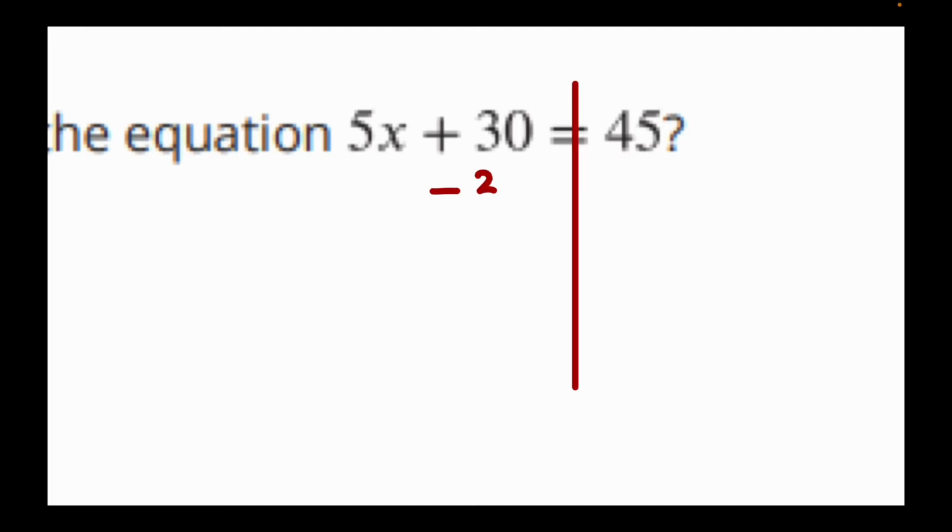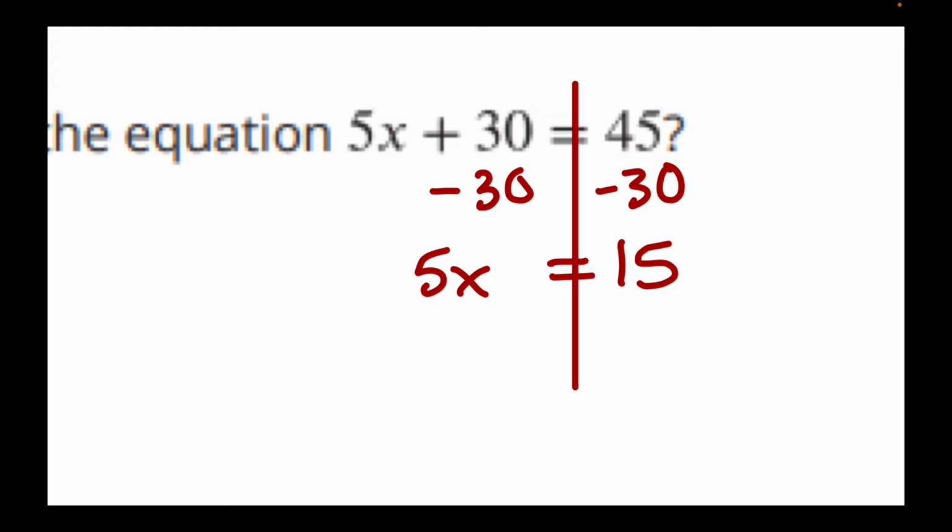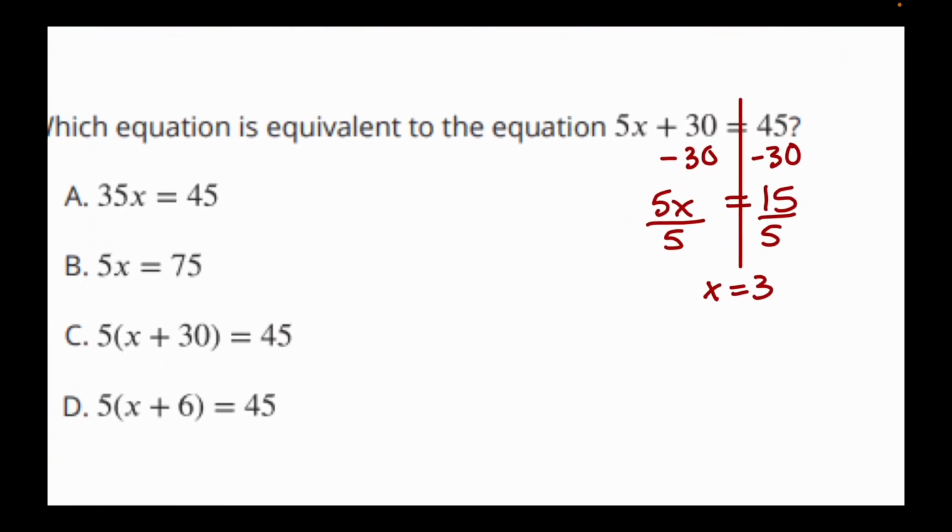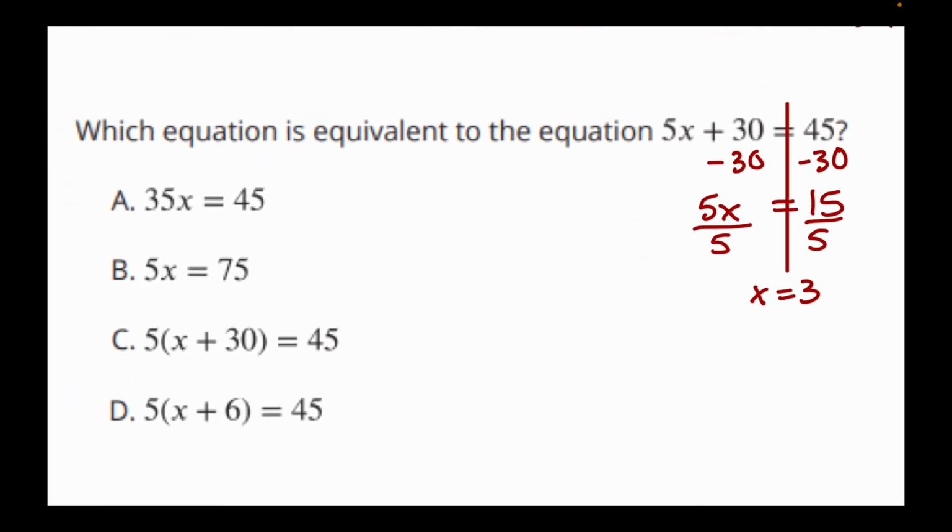I'm going to subtract 30 from both sides. This would be 5x equals 15. And then if we divided both sides by 5, we would get that x is equal to 3. So let's see if 5x equals 15 or x equals 3 is one of our options. Now they are not options, but that's okay because we didn't do anything that's necessarily wrong.